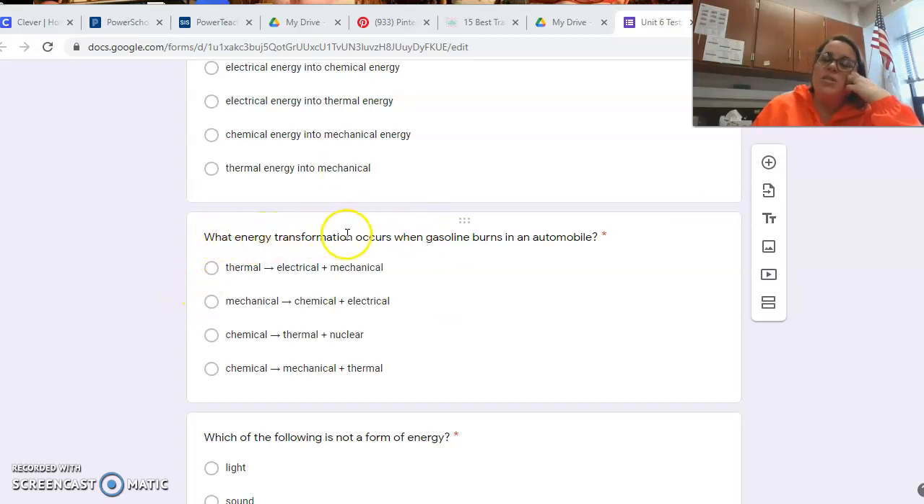What energy transformation occurs when gasoline burns in an automobile? Thermal to electrical and mechanical, mechanical to chemical and electrical, chemical to thermal and nuclear, chemical to mechanical and thermal.